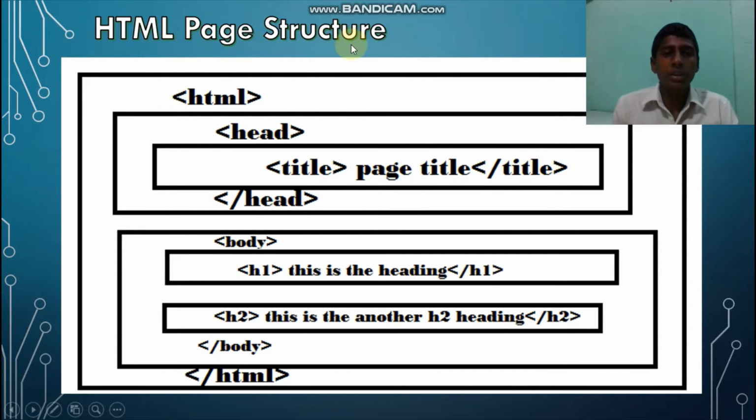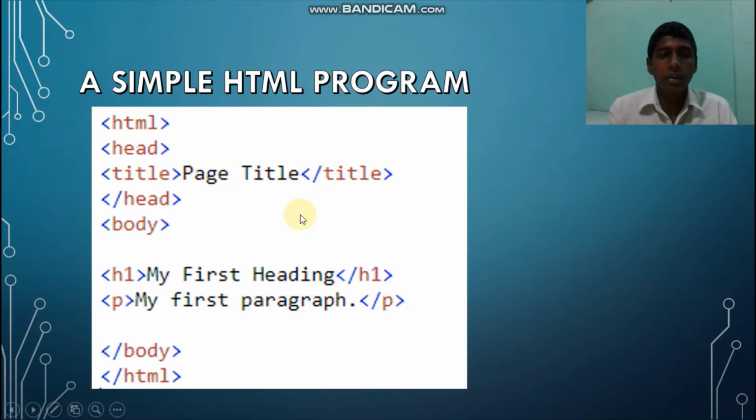Here's the HTML page structure. First, the HTML tag should be opened, then comes the head and title. In the title, we put what the page title should be, then closing of the title tag, then closing of head, and then the body tag. Here comes the heading. This is the heading H1, H2. These H1, H2 are sizes, and this is another H2 heading. Then closing of H2, closing of the body tag, and closing of HTML. You can see the tags are closed in the correct order.